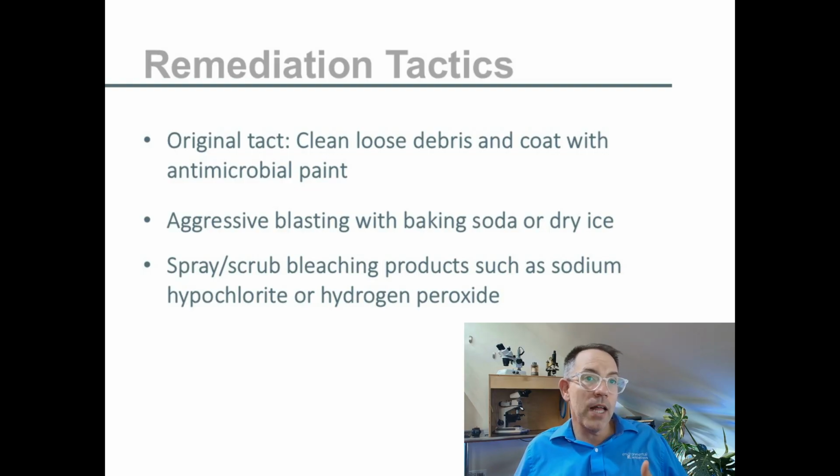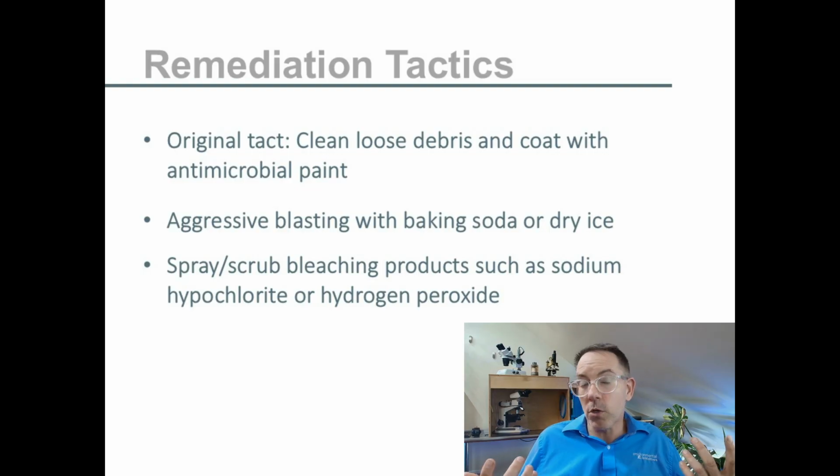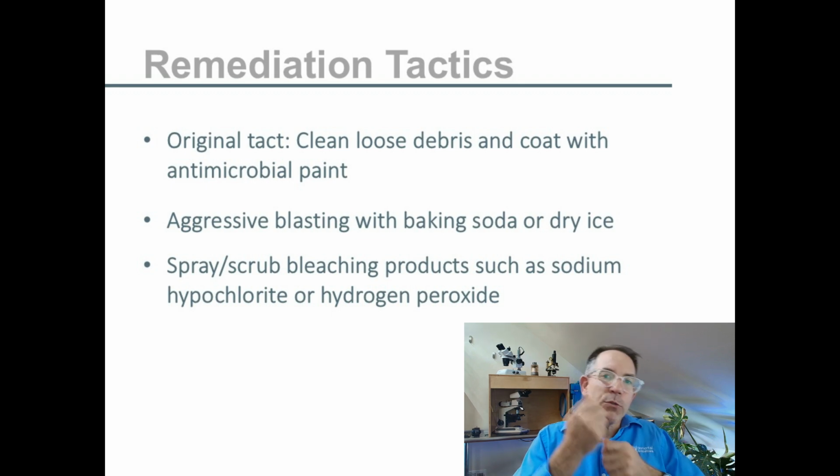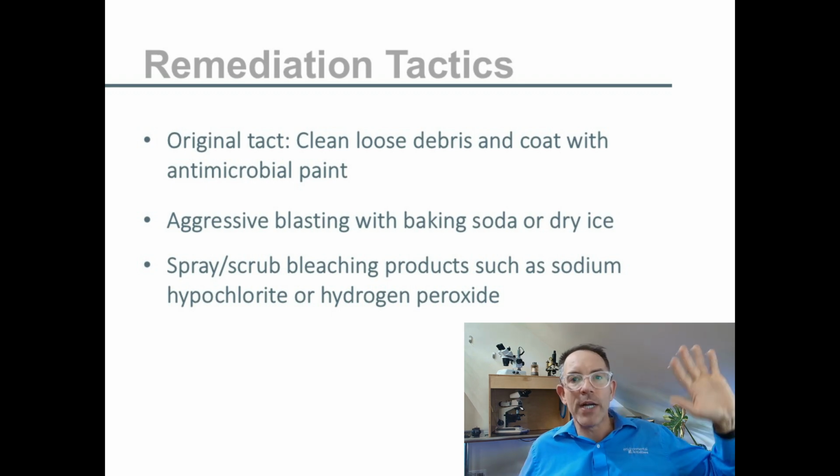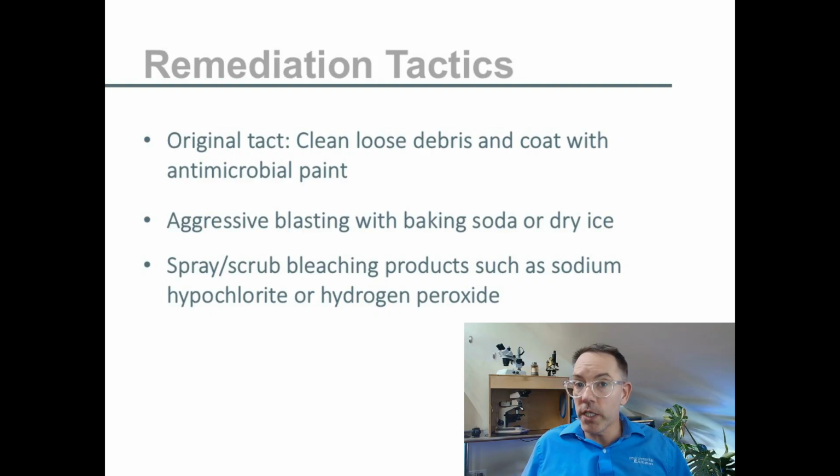Then, in the mid 2000s, a lot of companies started blasting the mold off the roof decking using cryoblasting or baking soda blasting, and it would quite literally blast it off, and it's kind of like abrading it. It's like sandpaper. It removes the first couple of layers of wood cells, the cell layers, which is good. It removed the mold and it removed a lot of the staining, and it made the roof decking look pretty.